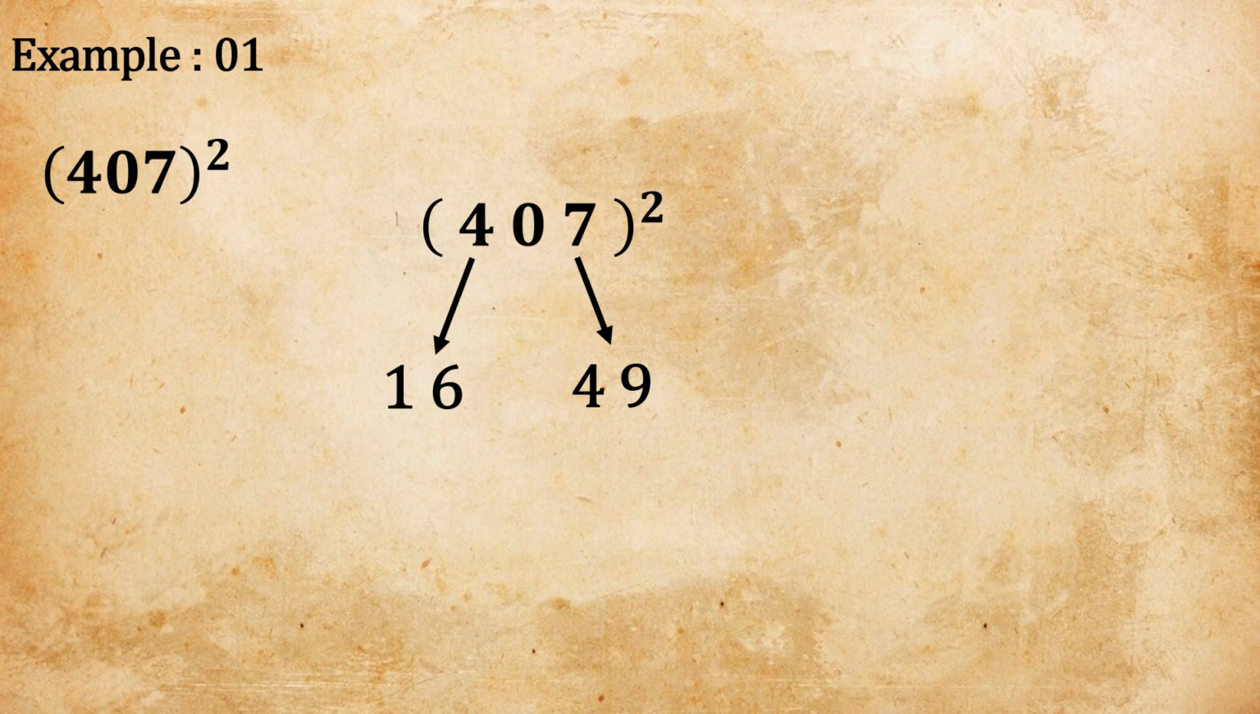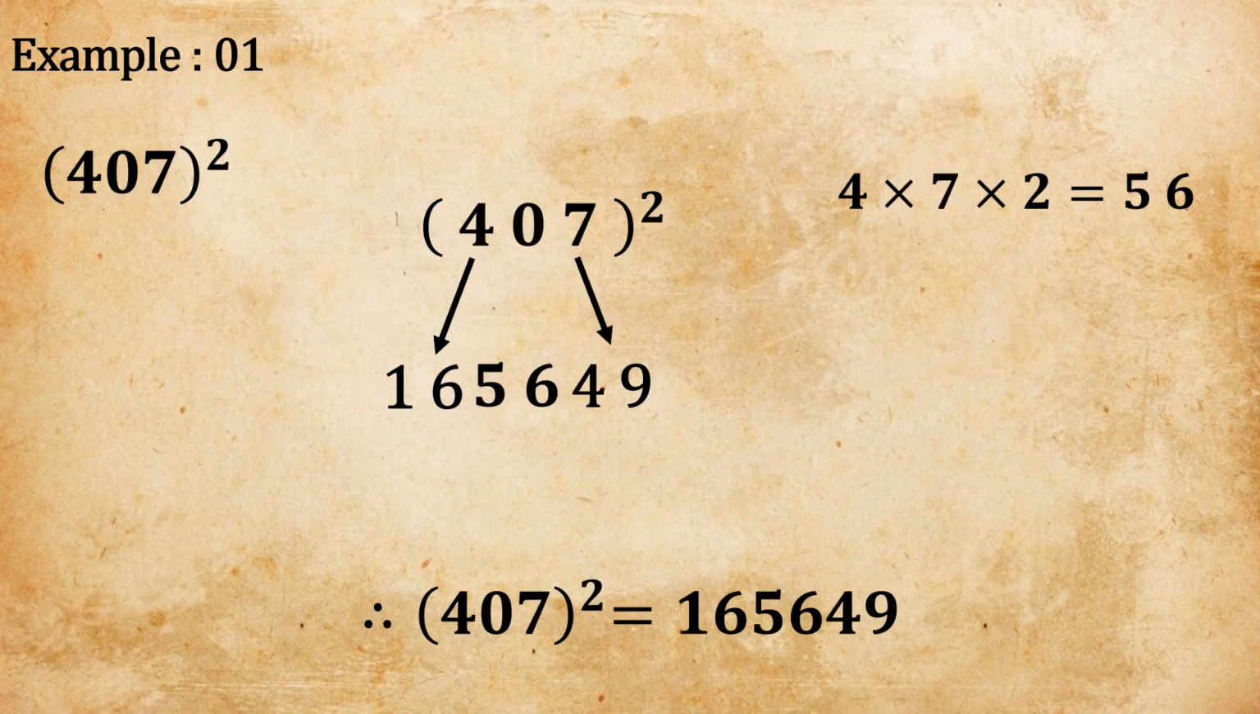Now, multiply 4, 7, 2. And this gives us 56. And we write it here. So, the square of 407 is 165649.